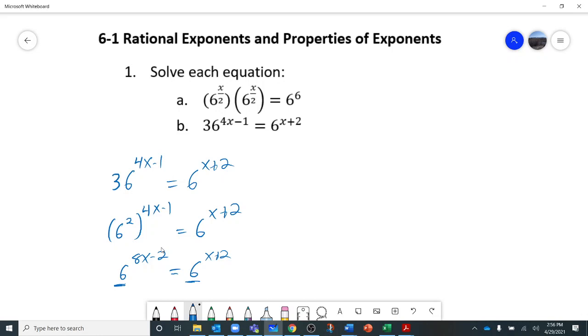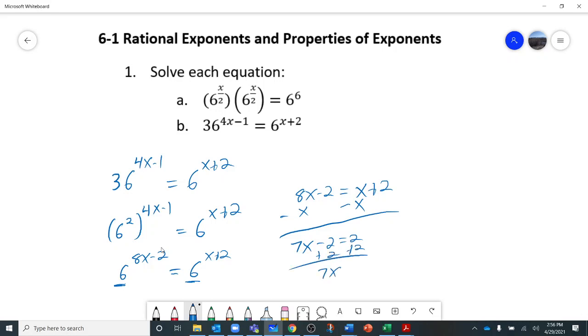So we have 8x minus 2 is equal to x plus 2. And I'm going to go ahead and subtract x from both sides. And that gives me 7x minus 2 equals 2. Add 2 to both sides. And we get 7x equals 4. Divide both sides by 7. And x would equal 4 over 7.